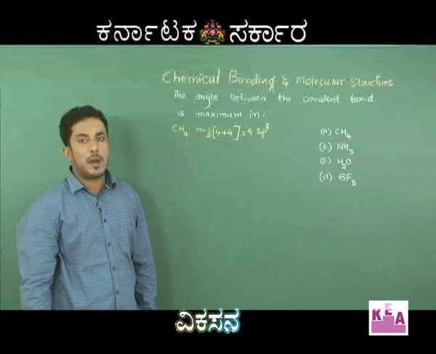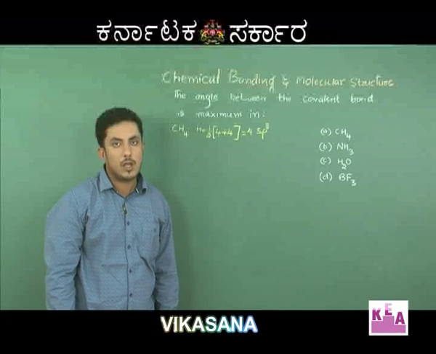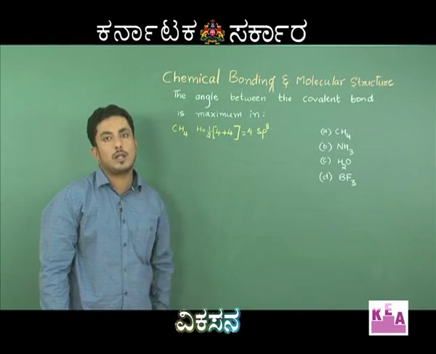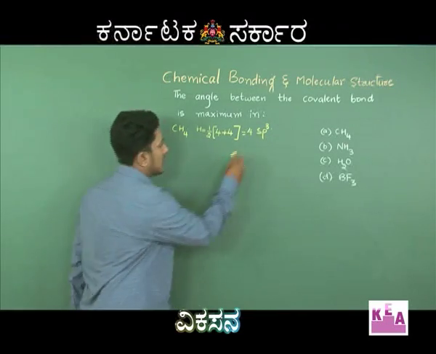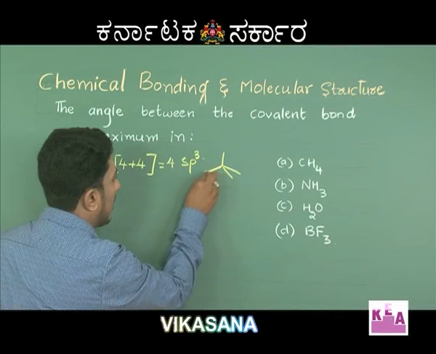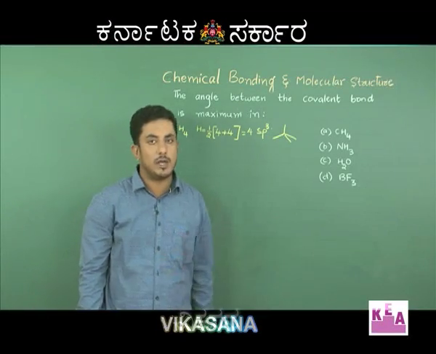Carbon has sp3 hybridization, and carbon is linked to 4 hydrogen atoms. That means out of the 4 orbitals present with carbon, all 4 orbitals are occupied by hydrogen. Hence, methane has a tetrahedral shape with a bond angle of 109 degrees 28 minutes.